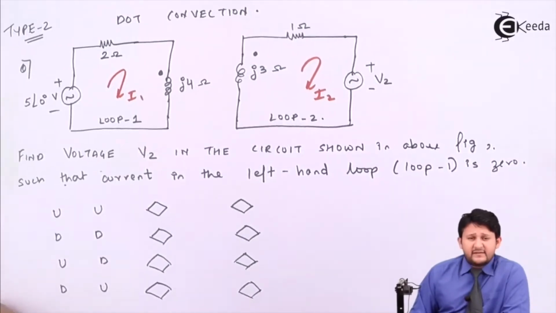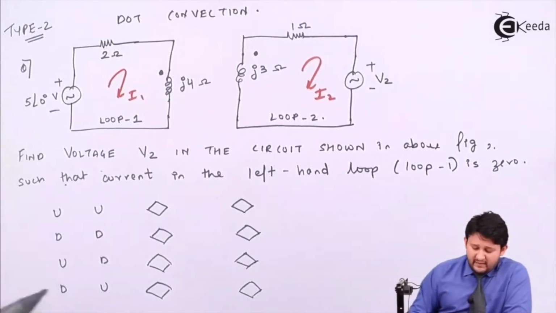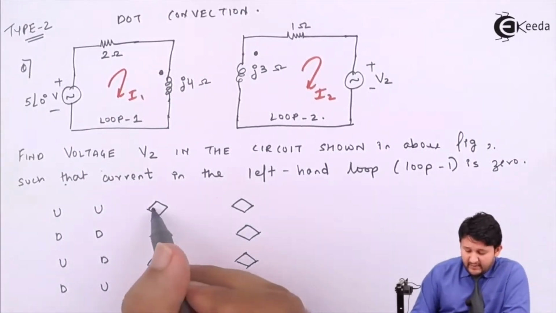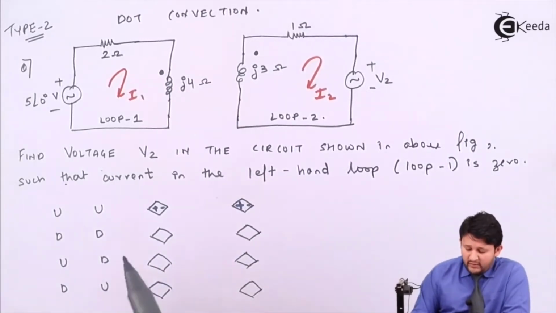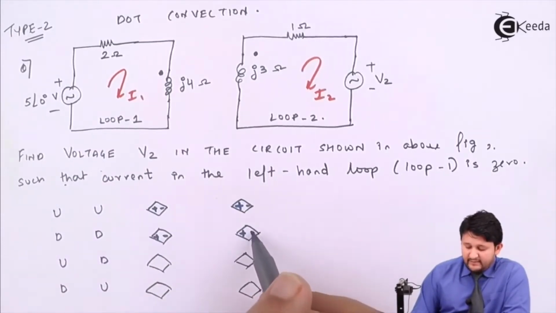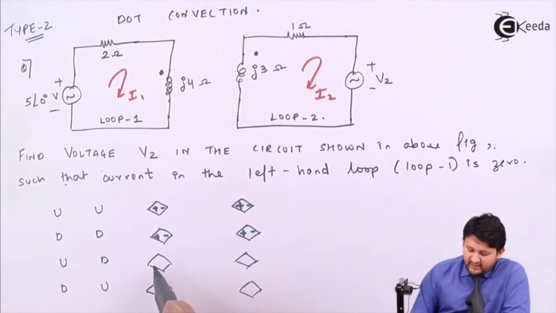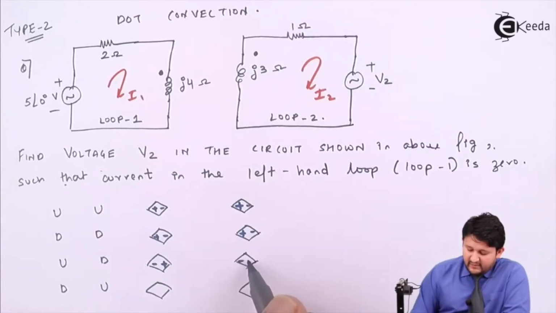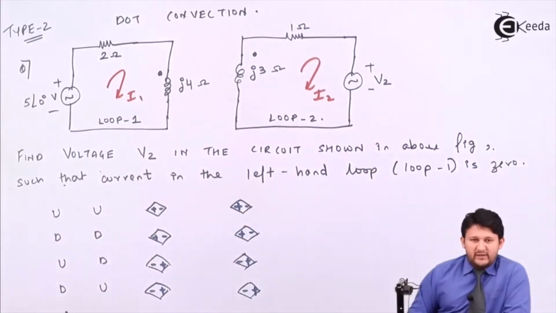Then what is the difference? The difference is in sign convention. If both are up, up, it will be positive, negative, positive, negative. If both are down, down, again it will be positive, negative, positive, negative. If you have a combination down, up or up, down, then you have negative, positive, negative, positive. So let's replace this dot by a voltage source.